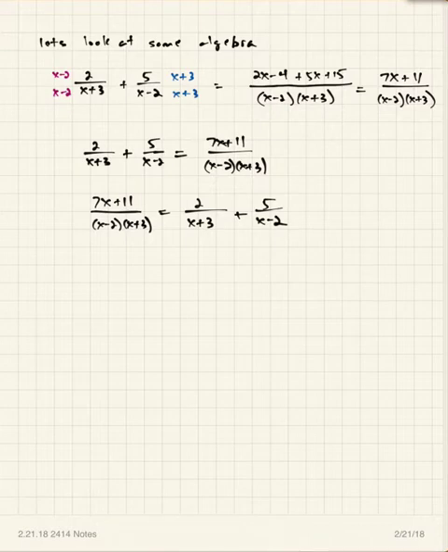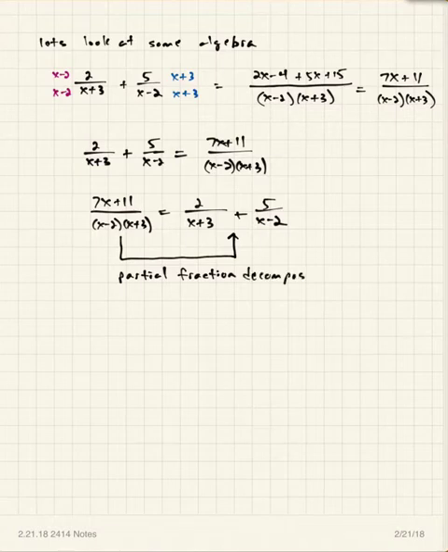Now, this process of taking a single fraction and breaking it up into two smaller fractions like this is called a partial fraction decomposition. Kind of a highfalutin name there. Kind of sounds like a medical procedure of some type. But that's what we're talking about: taking a single fraction and breaking it up into what are called its partial fractions.